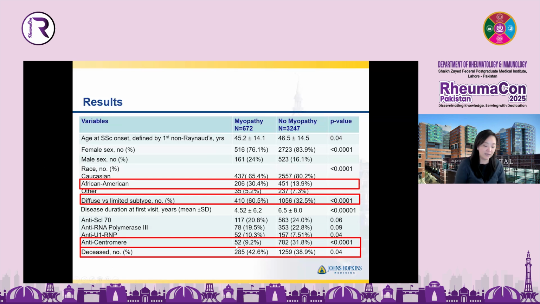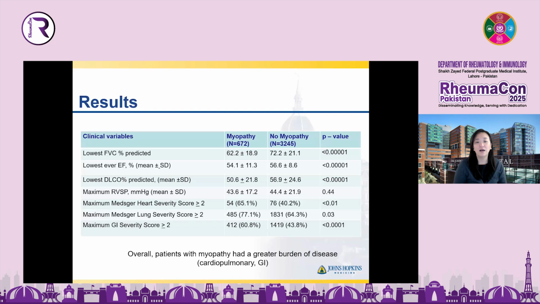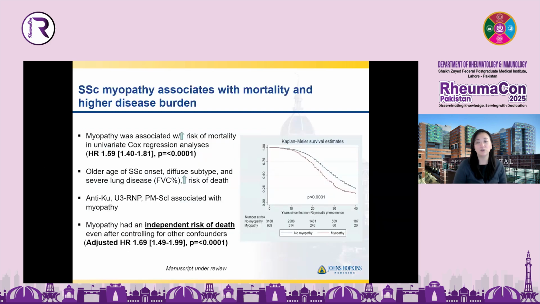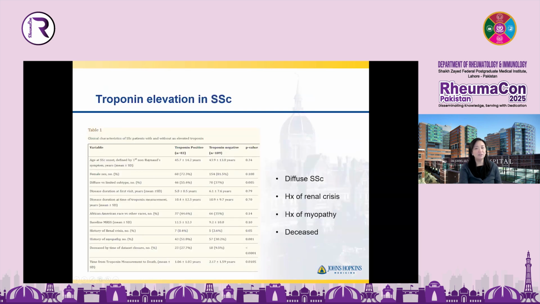And again, patients tended to have a higher risk of mortality. And overall, for this table, I would say patients had a greater burden of disease, more cardiopulmonary disease, more GI disease was also seen in these patients with myopathy. And when we looked at these 3,000 patients, we also were able to show that in Cox regression, there was an independent risk for death if you had myopathy. And you can see the survival estimates here, much lower, which is very statistically significant in those who had a myopathy.